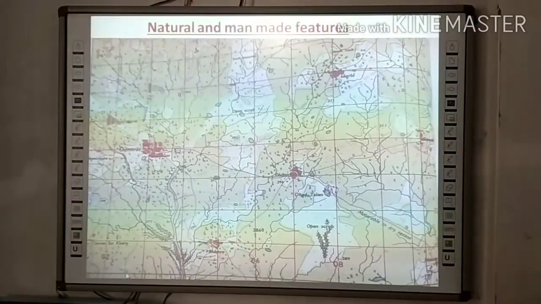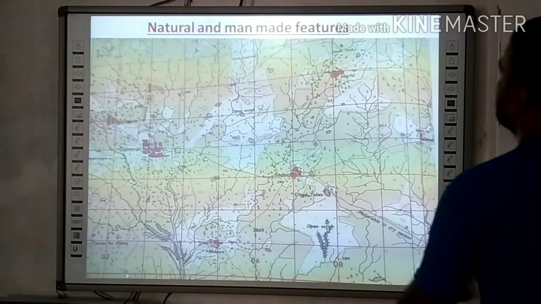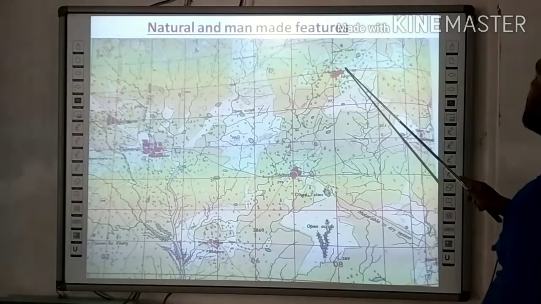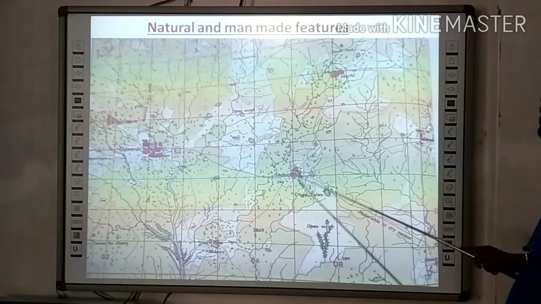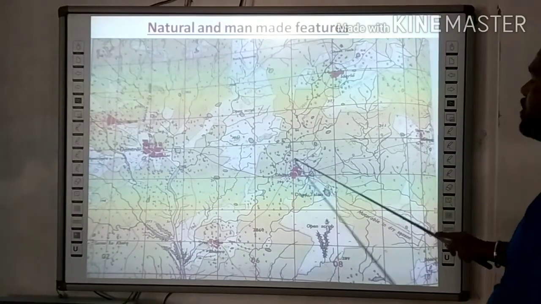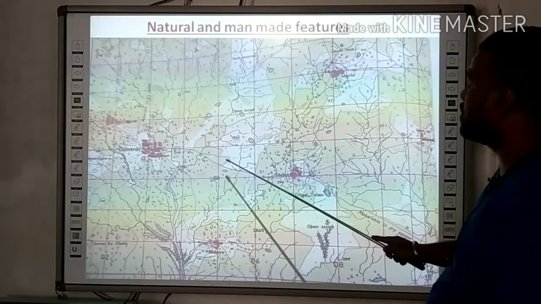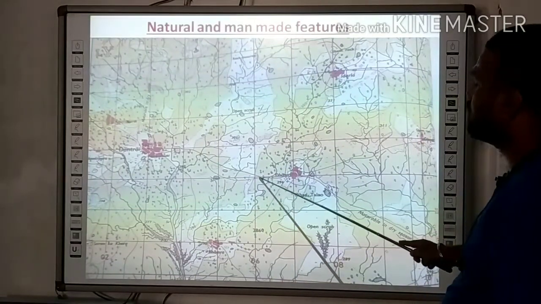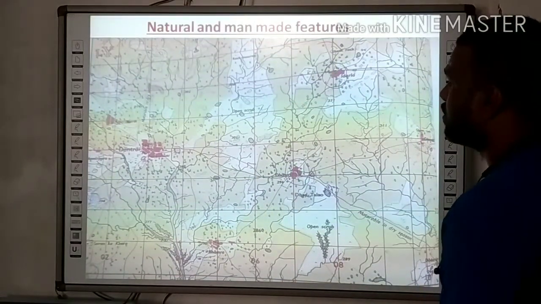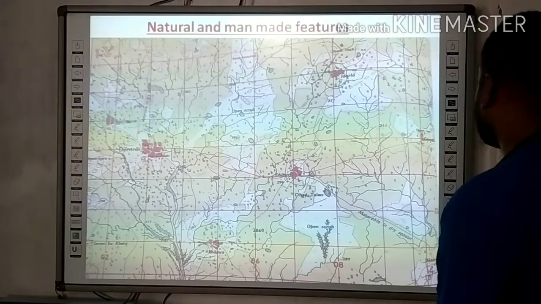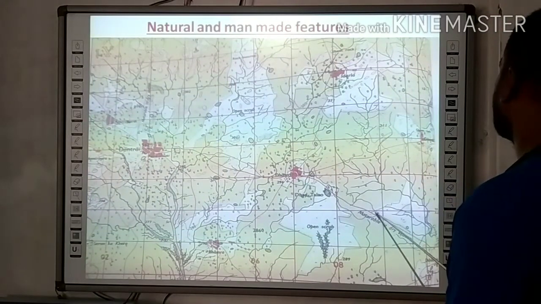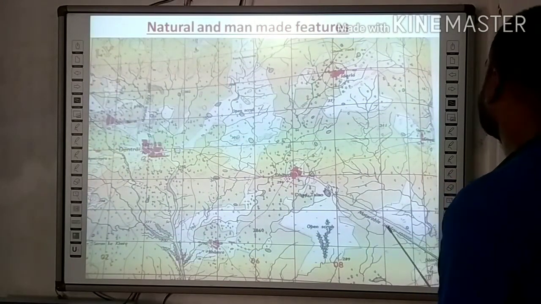The next slide is natural and man-made features. Now everybody knows what natural and man-made features are. Natural features are those which are formed naturally, and man-made features are those which are made by human beings. Say, for example, this settlement is a man-made feature. This is a man-made feature. Now this cart track is a man-made feature. This cart track is also a man-made feature.